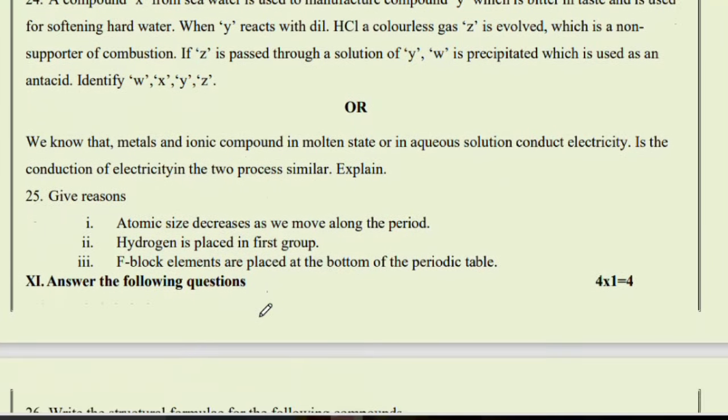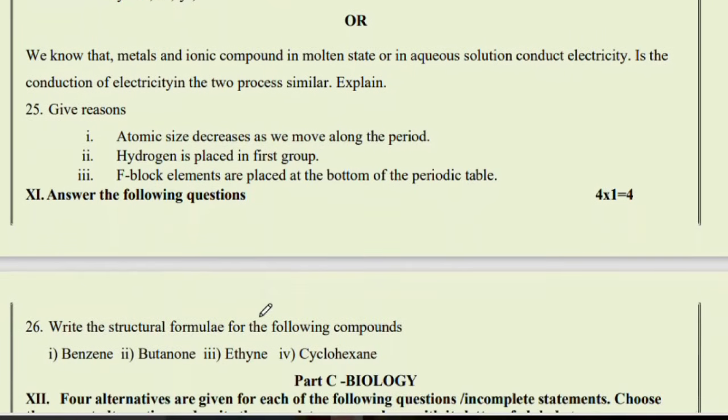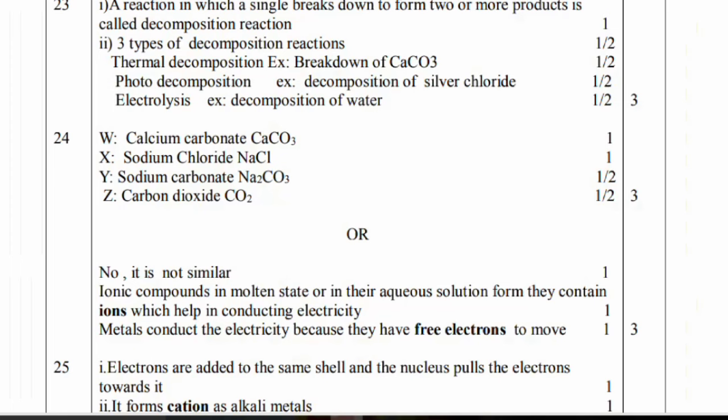For that option, we know that metals and ionic compounds in molten states or in aqueous solution conduct electricity. Is the conduction of electricity in the two processes similar? Explain. No, it is not similar. Why? Because ionic compounds in molten state or in aqueous solution contain ions, which help in conducting electricity. Metals conduct electricity because they have free electrons to move.